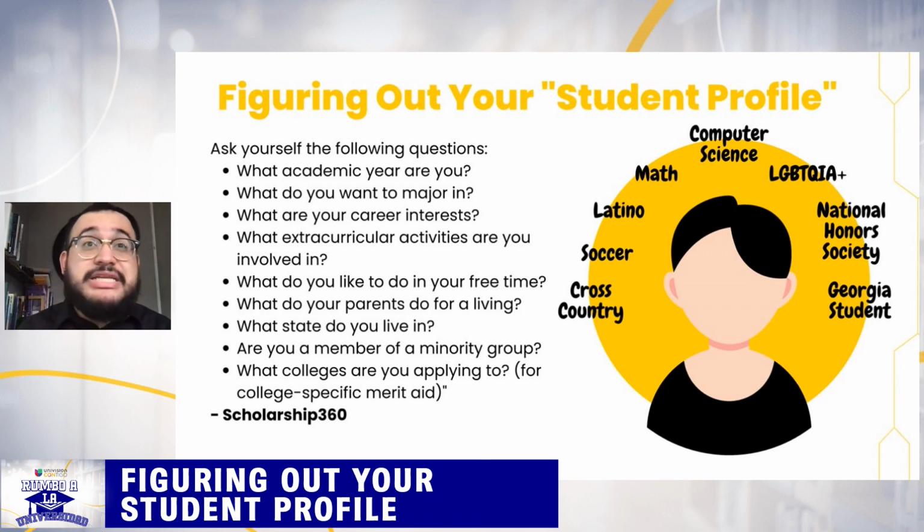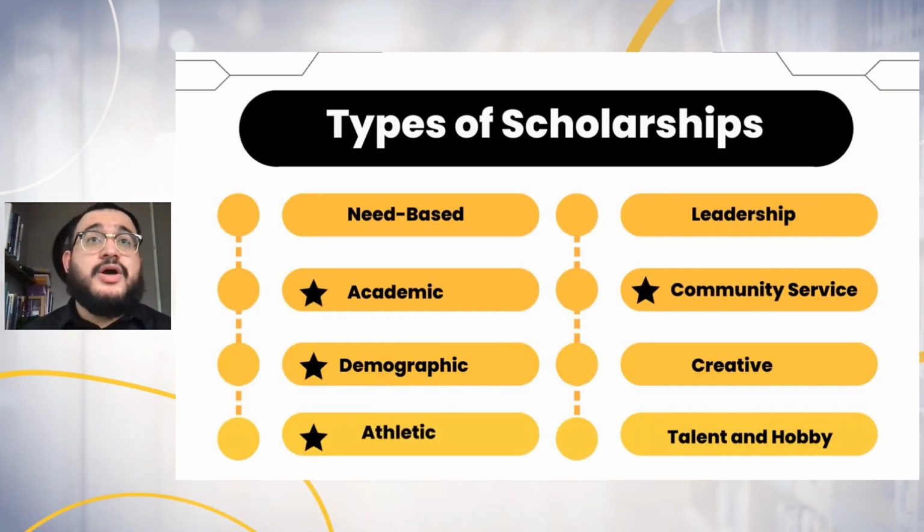They might feel silly, sound silly, but it truly does give you a bunch of key phrases, like you can see on this diagram, that help you do targeted research. You can look for opportunities that are for Latinos, for students interested in math or computer science, for students who are LGBTQIA+, who are in NHS, Georgia students, who are athletic, and things like that. So once you have that student profile, you can start figuring out what categories of scholarships might be the easiest for you to research and focus your time and energy on.